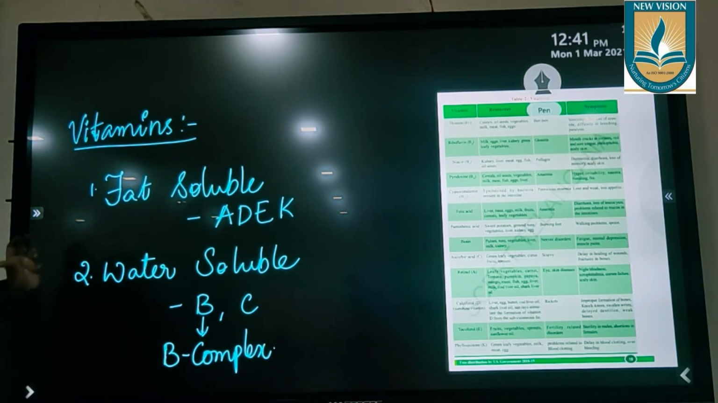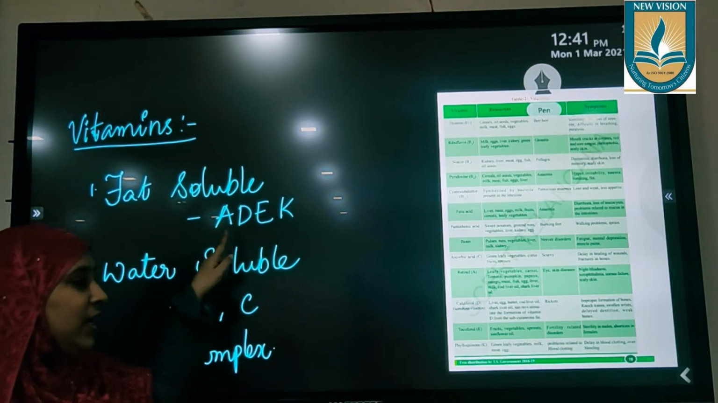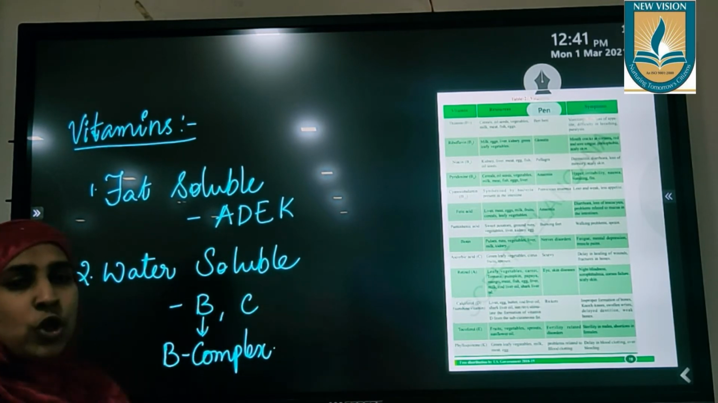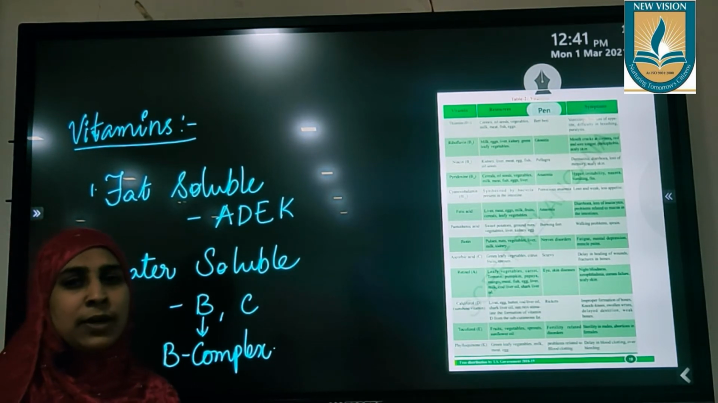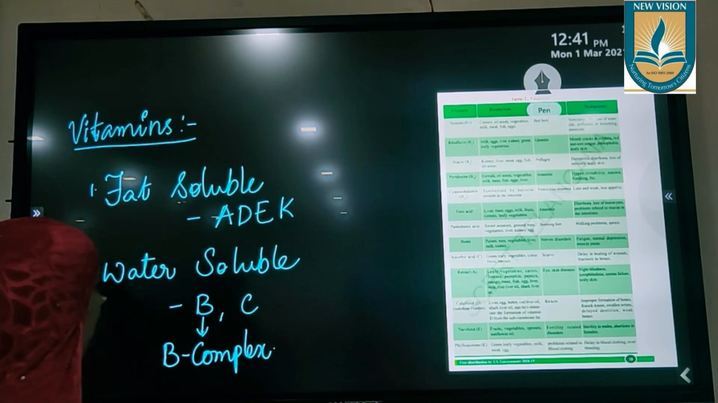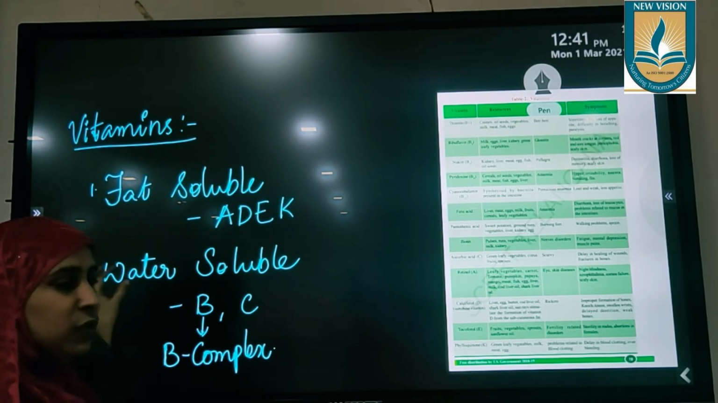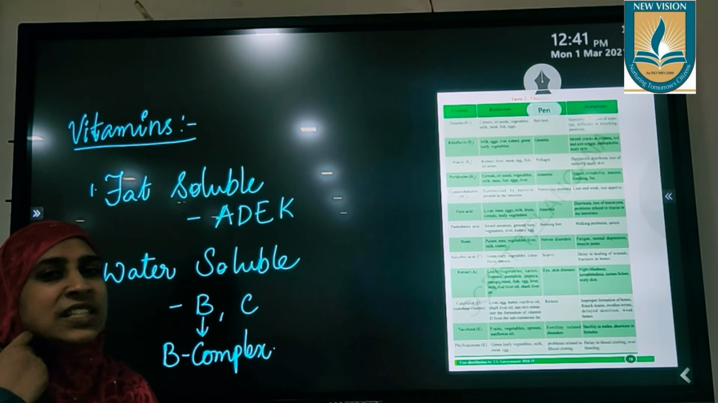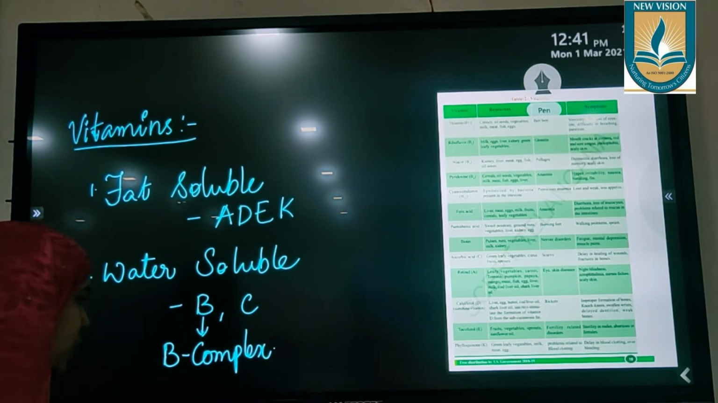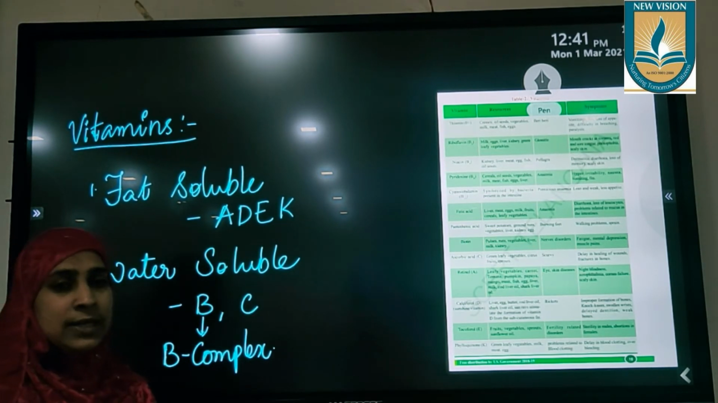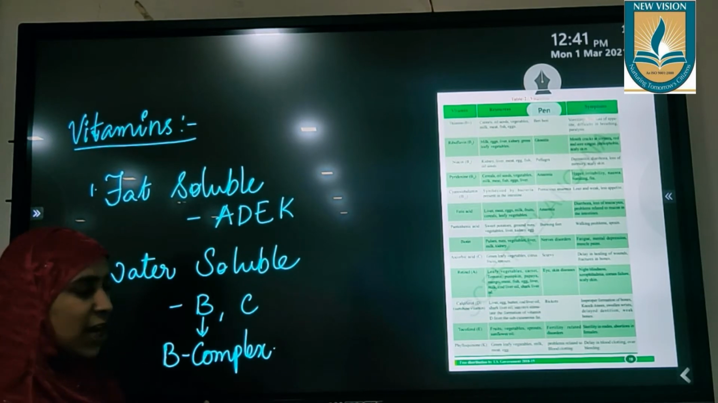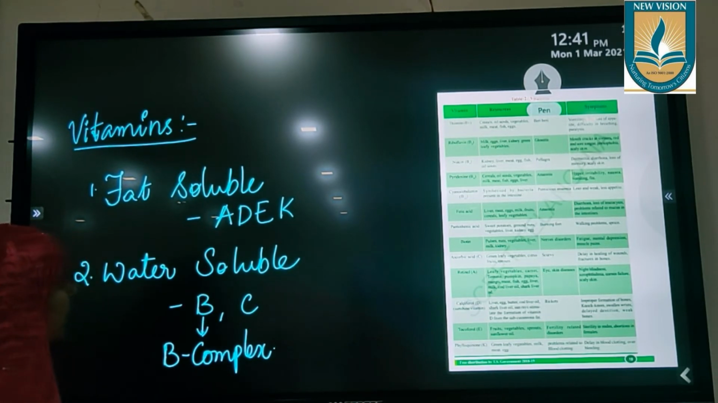Why this differentiation of fat soluble and water soluble? Vitamins A, D, E, K are soluble in the fat content present in our body, like lipid membranes. Water soluble vitamins are soluble in water and can be easily carried through blood. They dissolve in the water content of our body cells and are easily transported along with the water.